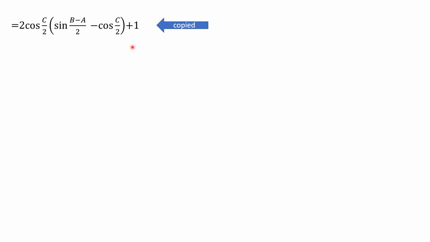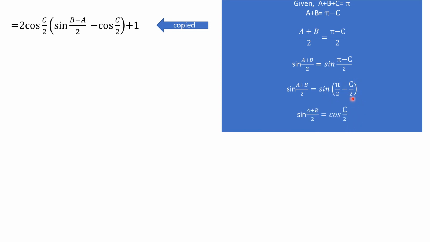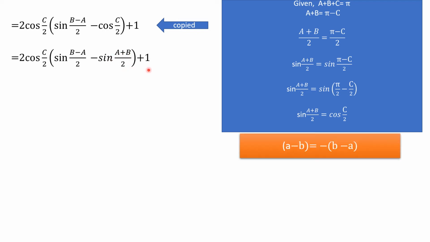So after taking common, again by question, A plus B plus C is equal to pi, which means A plus B is equal to pi minus C, and then we will divide both the sides by 2, and then we will operate sin on both the sides. Here we will split LCM, and then we know sin of 90 minus C by 2 is cos C by 2. So ultimately cos C by 2, which is also over here. So cos C by 2 is sin A plus B by 2. So we'll replace this by sin A plus B by 2. I hope this is clear to you.